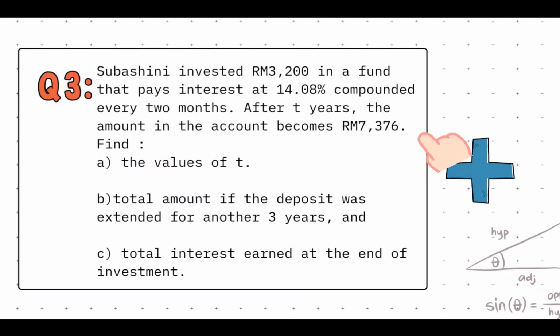Subhashini invested RM3,200 in a fund that paid interest at 14.08% compounded every 2 months. After T years, the amount in the account became RM7,376. Find A, the value of T, B, the total amount if the deposit was extended for another 3 years, and C, the total interest earned at the end of the investment.